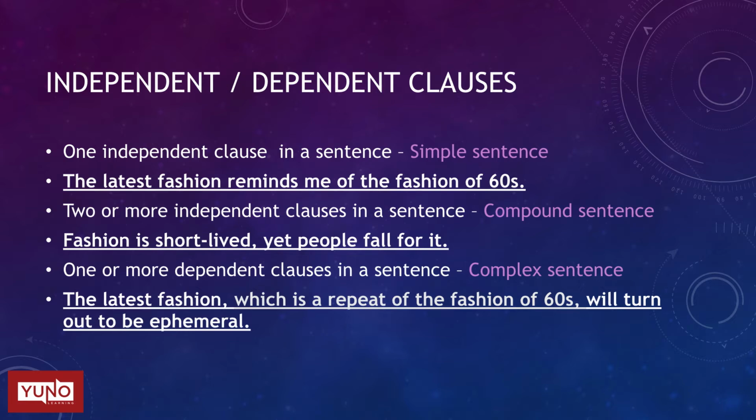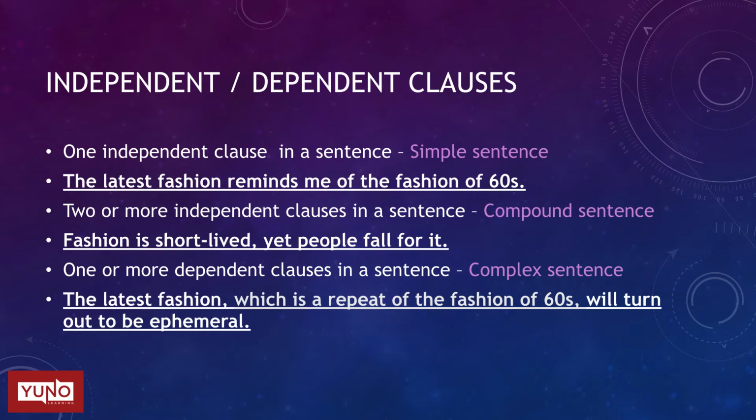Coordinating conjunctions, I'm sure you must be familiar with, like but, and, they're all coordinating conjunctions. So: fashion is short-lived, yet people fall for it. This way we get a compound sentence. So when do we get a compound sentence? When you join two or more independent clauses in a sentence. And how do we join those independent clauses? We use coordinating conjunctions. We'll talk about them a little later.